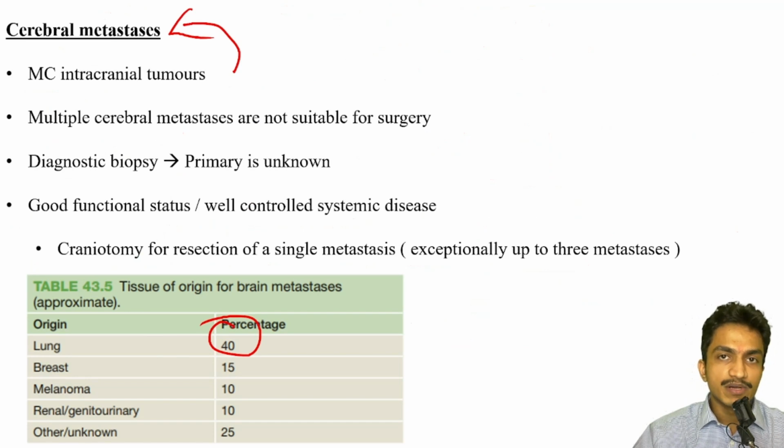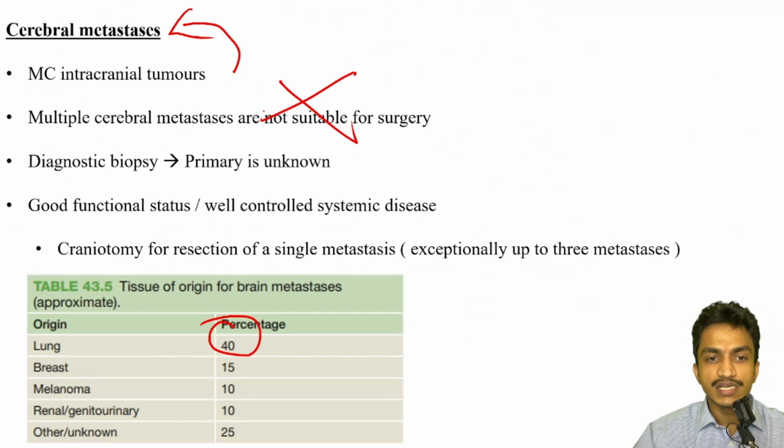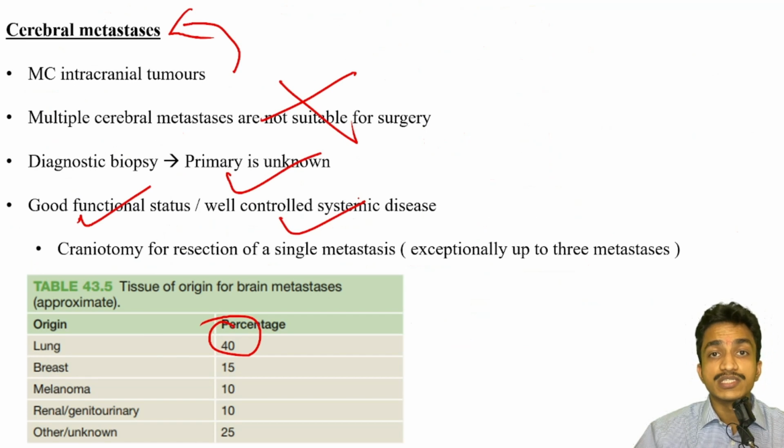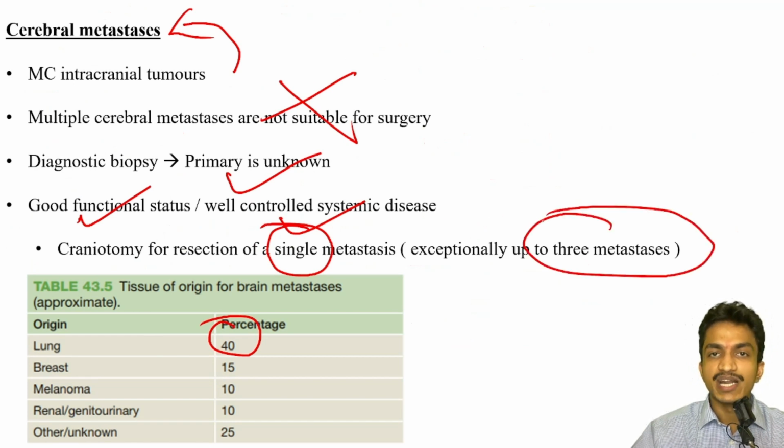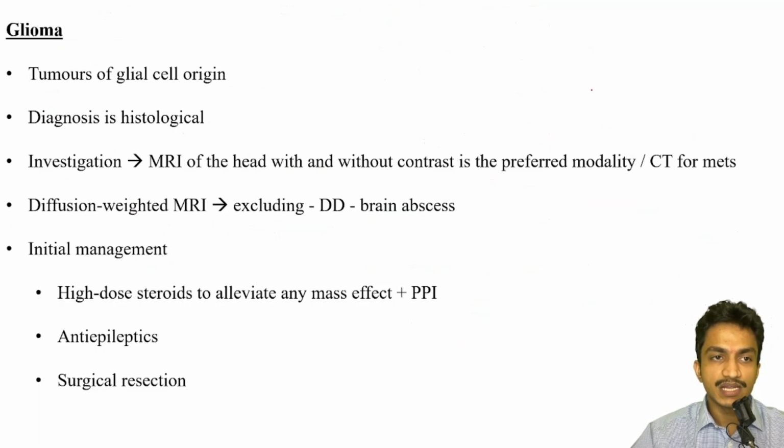If multiple cerebral metastasis, that means a very advanced disease in that it is not suitable for surgery. Diagnostic biopsy should be done whenever we don't know regarding the primary, if it is unknown. In cases with a good functional status of the patient with a well-controlled systemic disease, so if the primary is well controlled and the patient is good status, then we can go for craniotomy and resection of a single, and maximum we do resection up to 3 metastasis. So this is from Bailey basically.